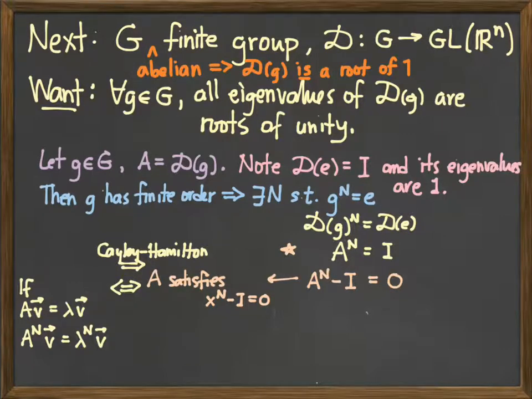But now this implies that if lambda is an eigenvalue for A, then lambda to the N is an eigenvalue for A to the N. But what is A to the N? A to the N is equal to I, and the eigenvalue for A to the N, or I, is 1. So that means lambda has to be a root of unity.